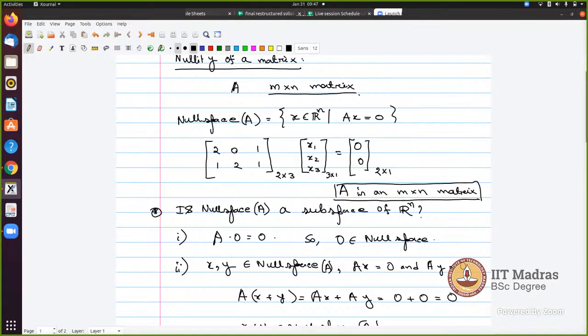Sir, I have a doubt. A non-homogeneous solution cannot create a subspace, right, sir? Because zero may not be there, right? Yes.